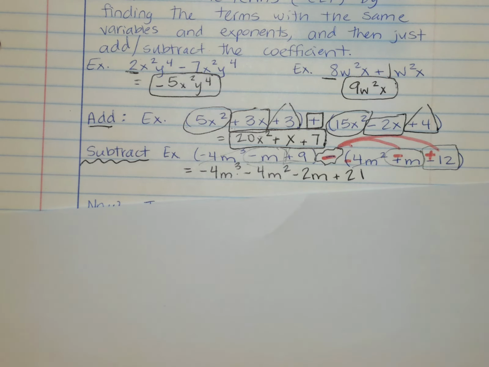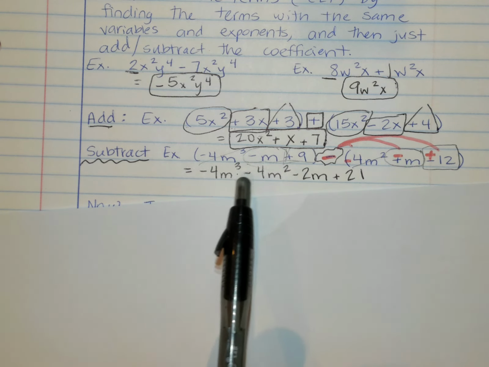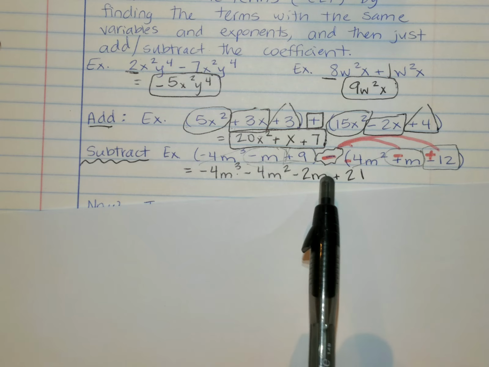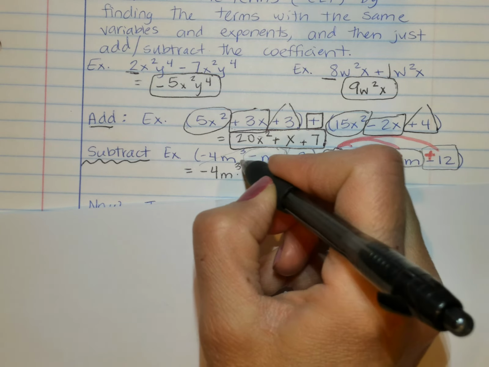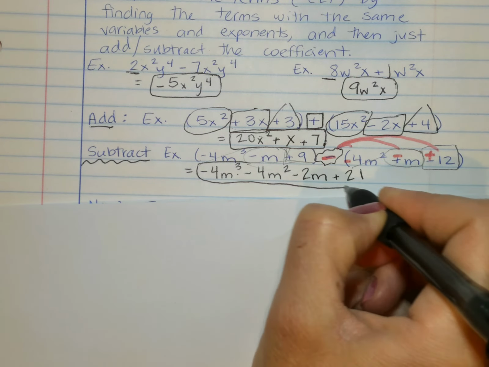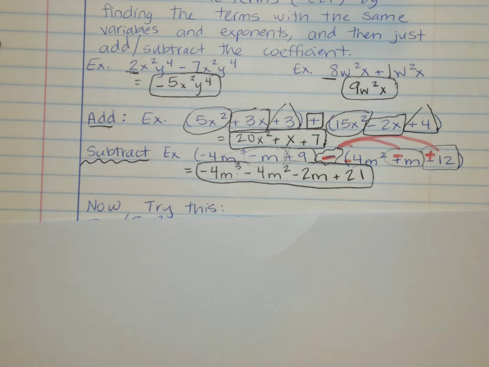And then I just want to double check there's no like terms. It is in descending order, m to the third, m squared, m to the first, and no m. Your constant always goes last. Okay, so that's how you subtract.